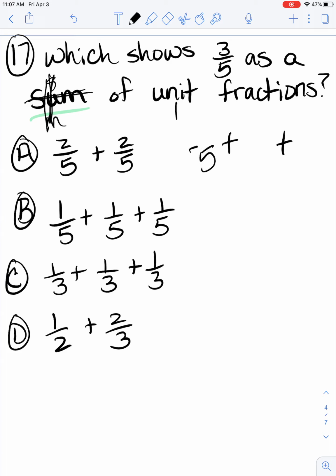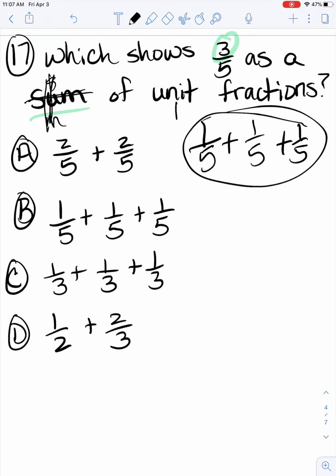Well, our denominator stays the same. Denominator, say that 3 times fast. Our denominator stays the same. Unit means 1. We need to look how many of those unit fractions we need. We need 3. So it'd be 1/5 plus 1/5 plus 1/5. I always like to first solve. And this is like my target. This is what I want. This answer is my target.